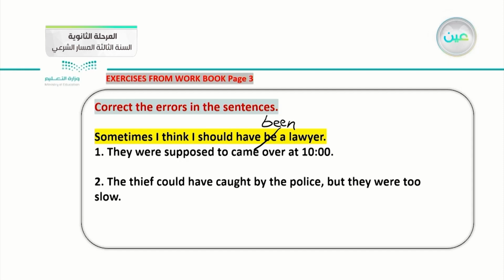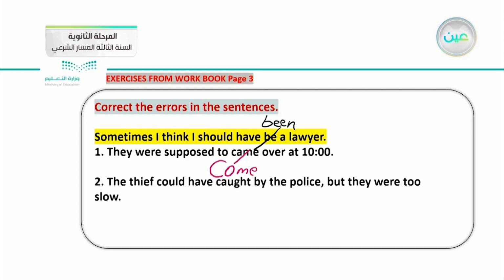Number two, they were supposed to came over at 10. So what do you think it is? What is the error inside that sentence? They were supposed to came over at 10. So the correct one, we should say come, not came over at 10.